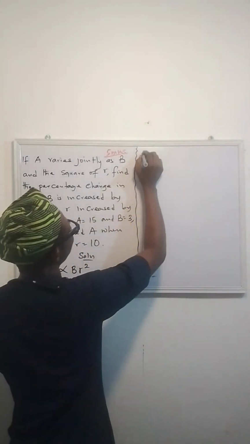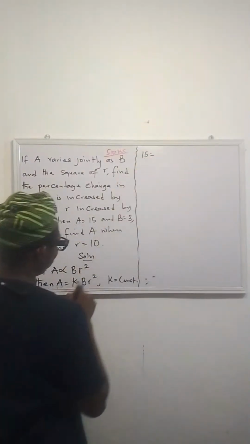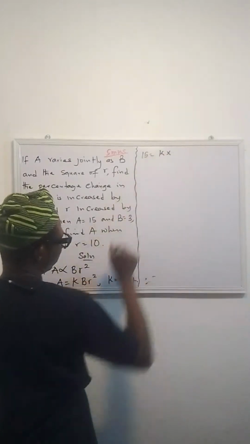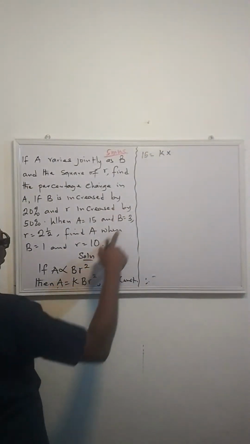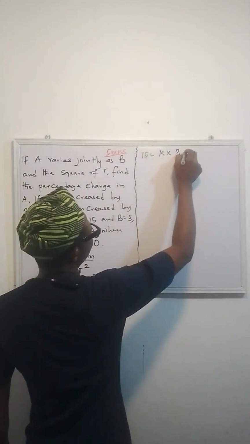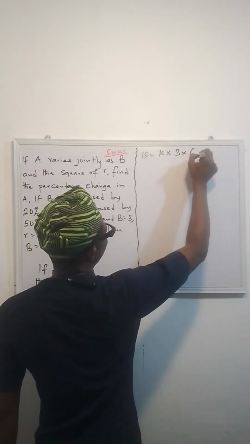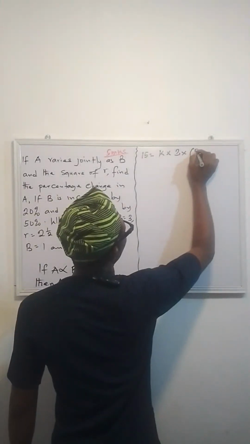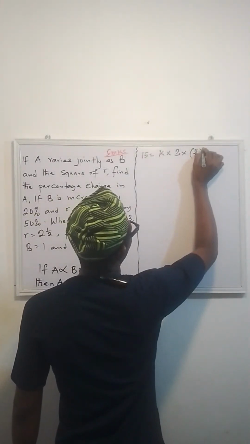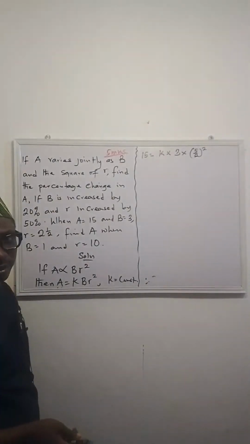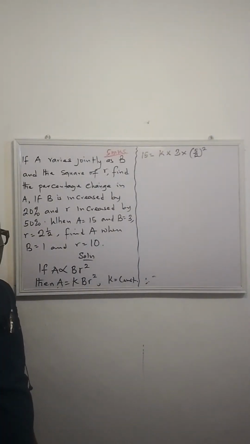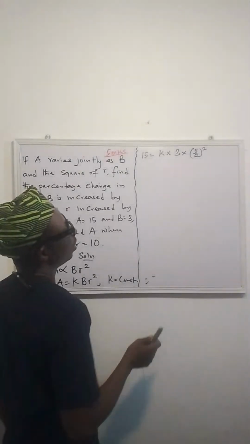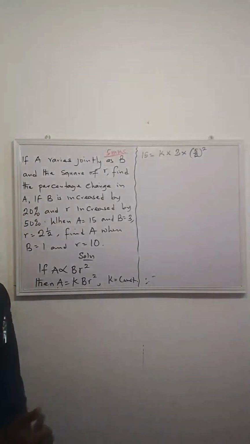So we have 15 equals K times B. And what is B? B is 3. So times 3 times R squared. And what is R? R is 5 over 2, squared. That is 2.5. 2.5 is the same thing as 5 over 2. Okay, so this is a mixed fraction. So now we have to get the value of K.